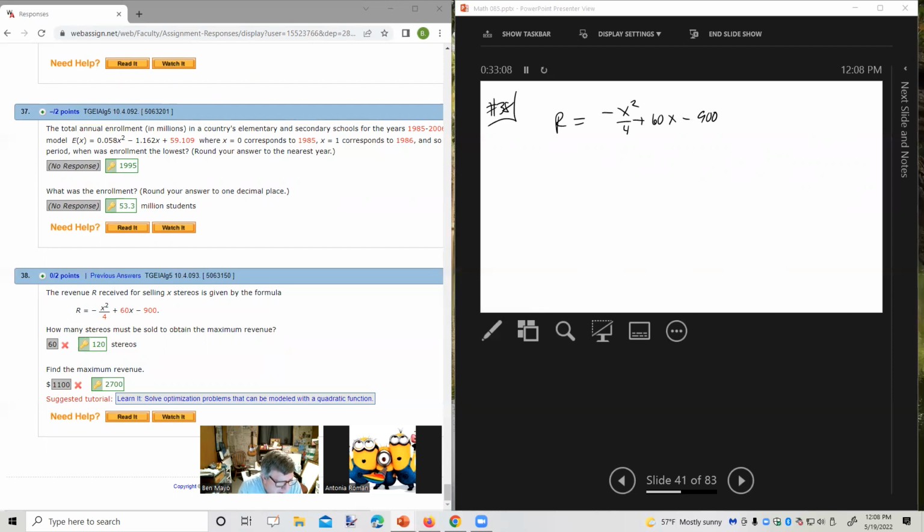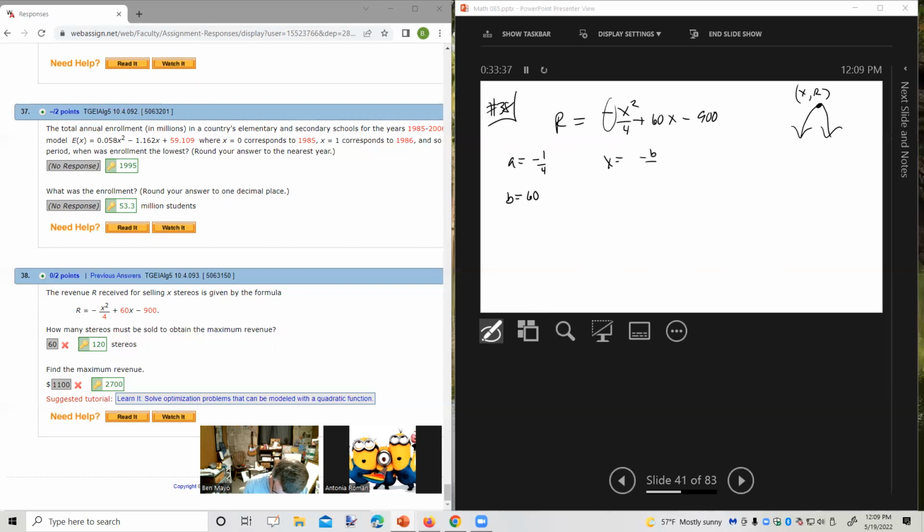All right, so X is the number of stereos and R is the revenue. This has a leading coefficient that's negative, which means it opens downward, which means our vertex is X comma R, where X would be the number of stereos sold to produce R, the maximum revenue. So again, we're looking for the vertex. A is negative 1/4, B is 60.